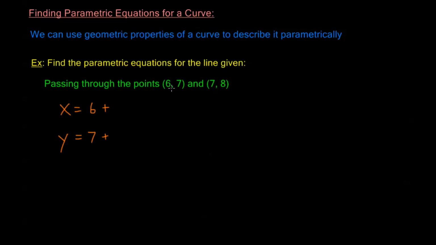But notice that when I go from (6, 7) to (7, 8), my x is changing by 1, and my y is also changing by 1. Right? So I'm changing the same amount in x here, changing by 1, as I am in y, aren't I? I'm increasing by 1 in both of them, so I can simply write plus t for both of these equations. When t equals 0, x is 6 and y is 7. And when t equals 1, x is 7 and y is 8. So I'm passing through both of these points on the line given by these parametric equations. All right, short and sweet.